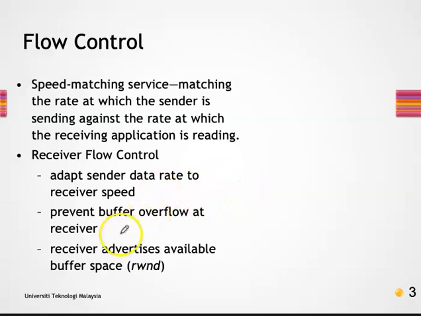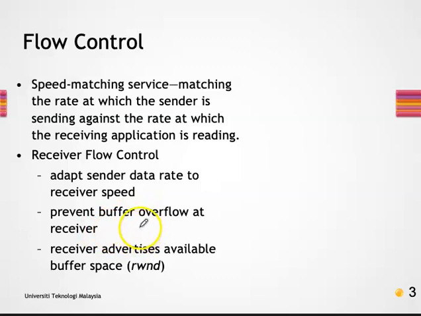So the receiver flow control also prevents buffer overflow at the receiver, because we know that each receiver, each switch or each router will have its own limit at the buffer. Okay, the assumption that the buffer is unlimited is not really a valid assumption. Everything has a limit, so does the buffer at the receiver. So how to do that?